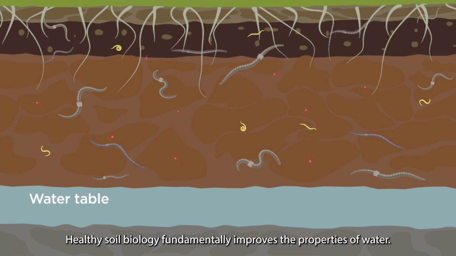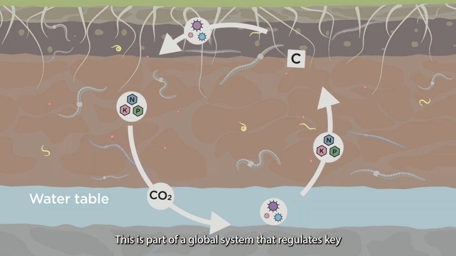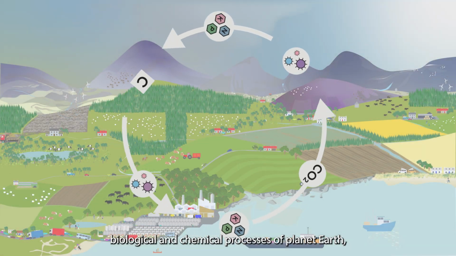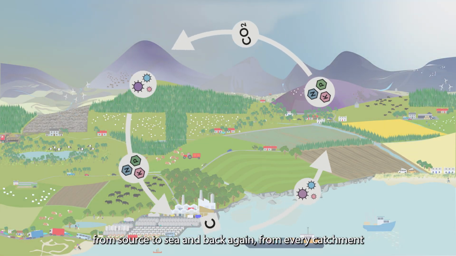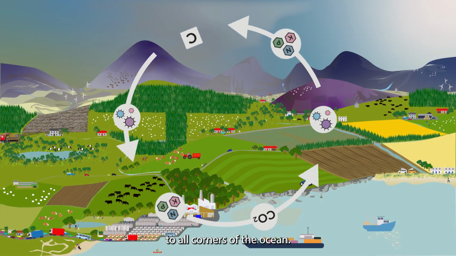Healthy soil biology fundamentally improves the properties of water. This is part of a global system that regulates key biological and chemical processes of planet Earth, from source to sea and back again, from every catchment to all corners of the ocean.